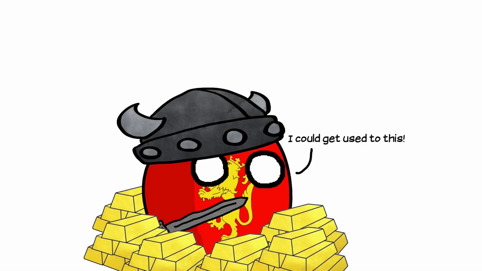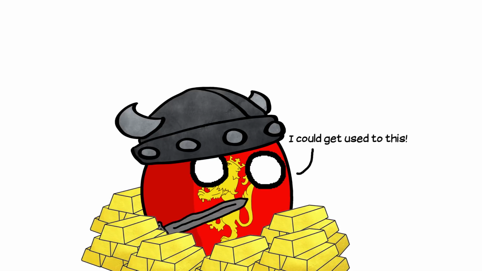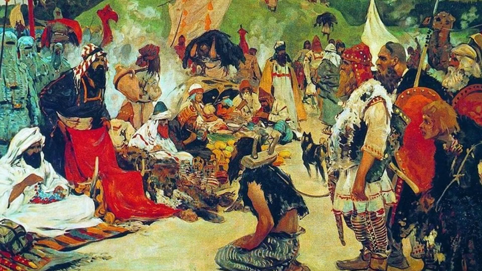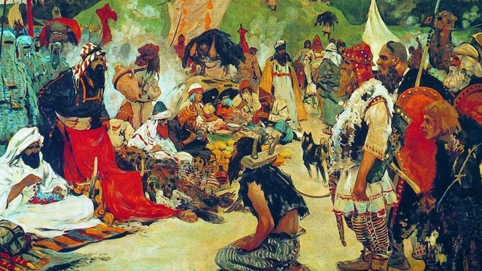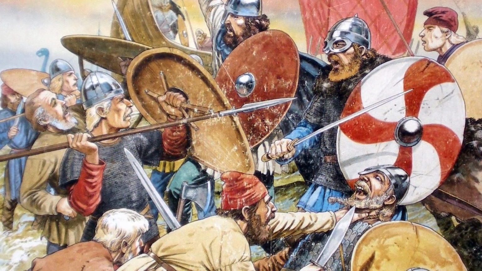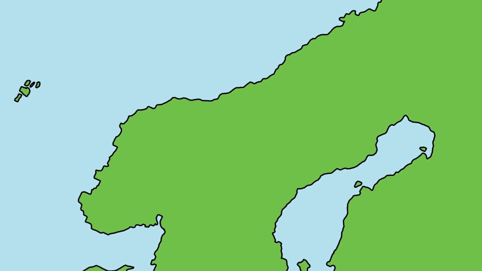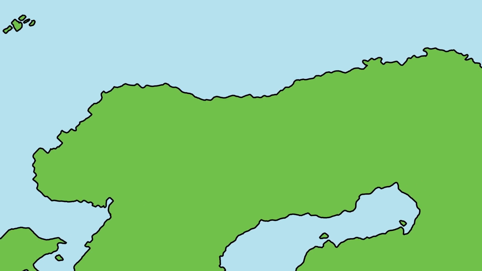The first raids were a very profit-heavy activity, but besides gold and silver, their raiders also took home several thralls, which is the name given to a slave in Scandinavian lands. These were used to farm while the majority of Viking men were raiding overseas, leaving the control of the slaves to the women.